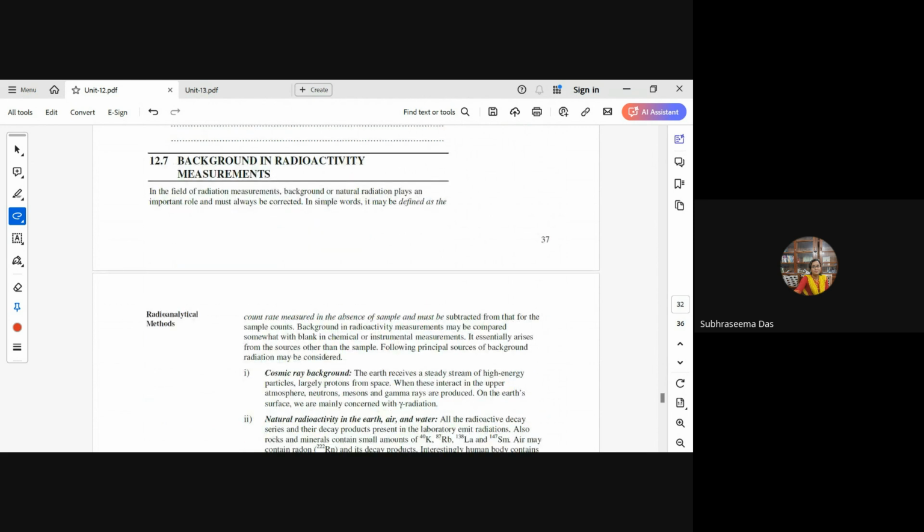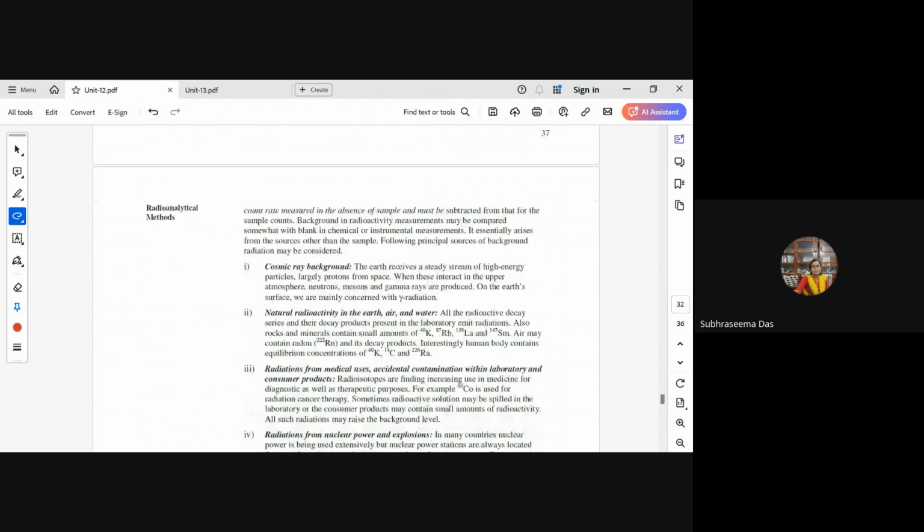The background plays an important role in radioactivity measurements. It is defined as the count rate measured in the absence of sample and must be subtracted from the sample counts. Background radioactivity may be compared to what we call blank measurements in conventional chemistry. It essentially arises from sources other than the sample. The following principal sources of background radiation may be considered.